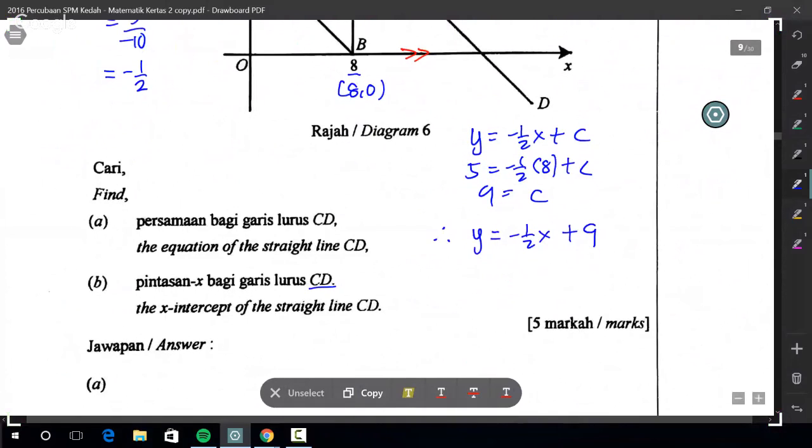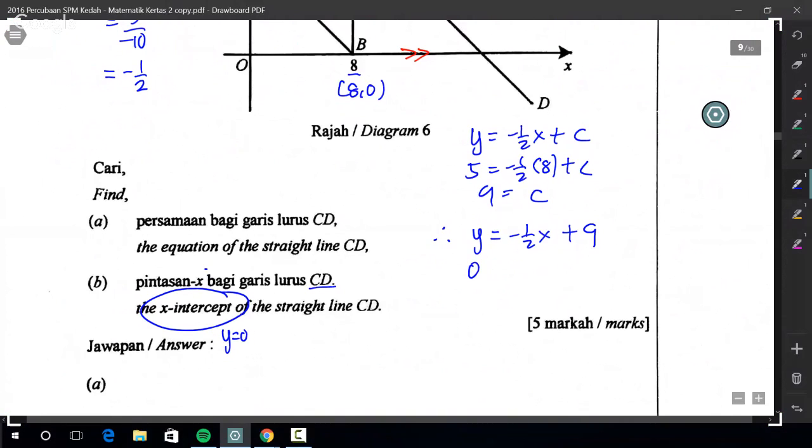Okay, then I want to find the x-intercept of CD. X-intercept, whenever I say x-intercept, always means y equals 0. So I substitute 0 for y, so 0 equals negative half x plus 9. So half x equals 9, x equals 18. So this is the x-intercept of CD. All right, very easy. Whenever the question asks you to find the x-intercept, substitute y equals 0 into your equation. That's all.